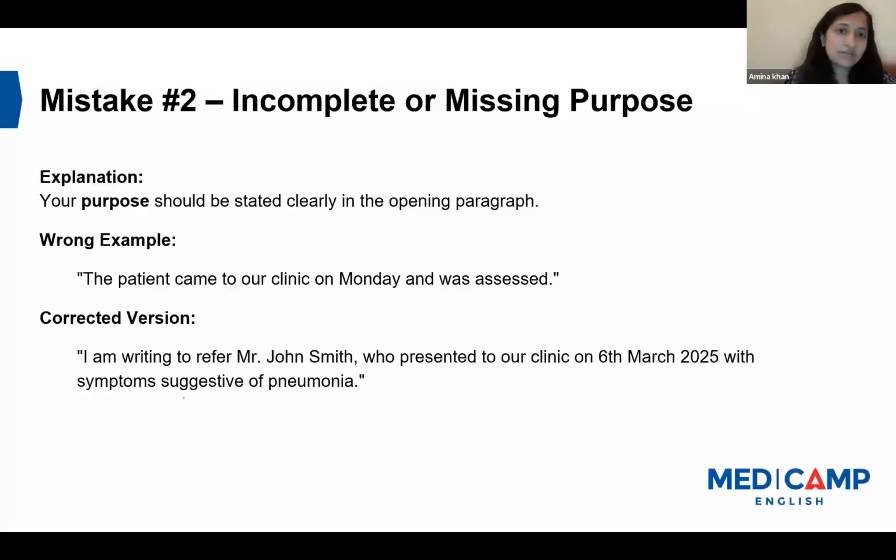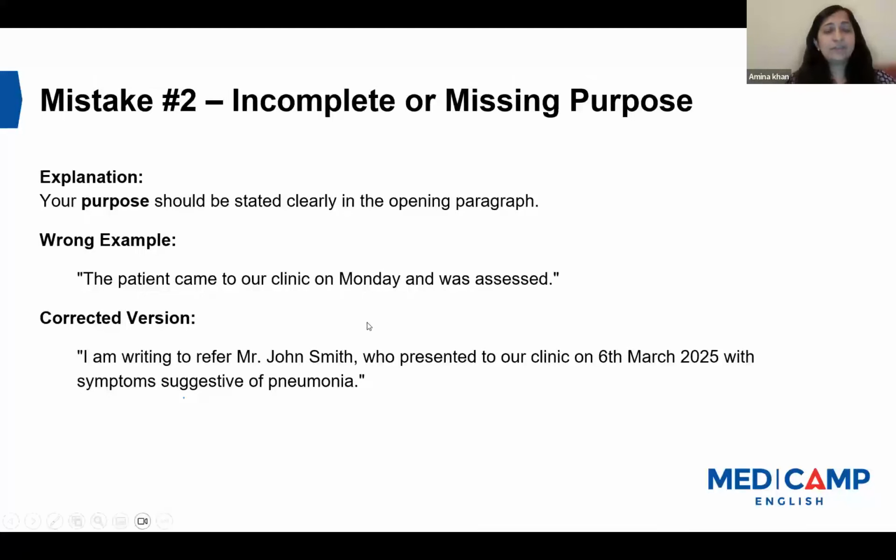Then the second kind of mistake is an incomplete or missing purpose. As I communicated earlier, there are 6 criteria on which the evaluators are going to evaluate your letter. The very first one is the purpose, and it has the maximum weightage when they assess your letter. So your purpose should be very clearly stated in the first paragraph. The purpose paragraph, try to keep it as short and as clear as possible.